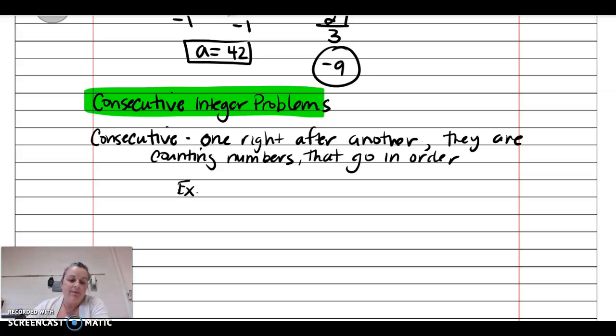For example, 1, 2, 3, 4. Those are consecutive integers. Negative 5, negative 4, negative 3, negative 2. They are consecutive integers.